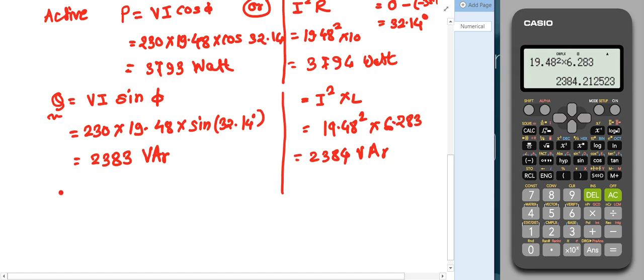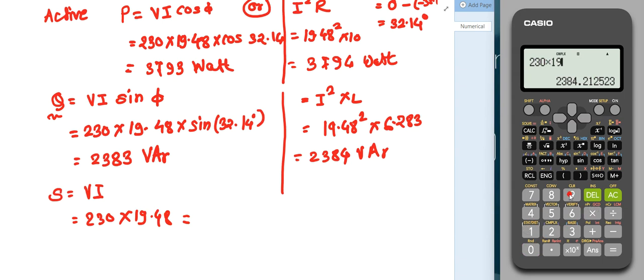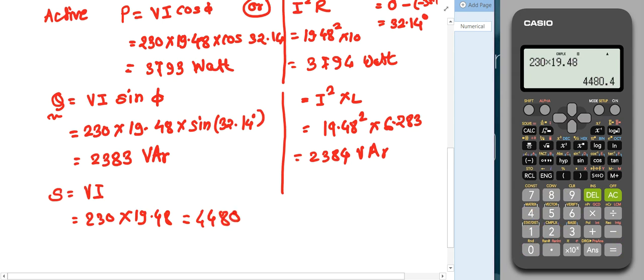Now let us calculate the apparent power. Apparent power formula is very easy. It is only V into I. So V is 230, I is 19.48. 230 into 19.48, press the button of equal to, I am getting 4480. What is the unit? VA. Why VA? Because voltage is in volt and current is in ampere, so this unit is VA.